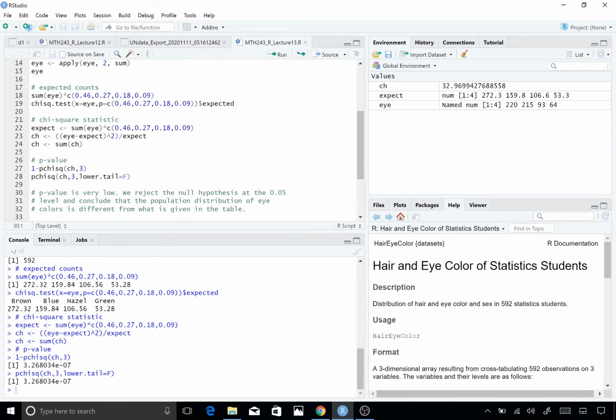3.268 times 10 to the negative 7 is a pretty small p-value. We would reject the null hypothesis and conclude that the population distribution of eye colors is different from what's in this table.